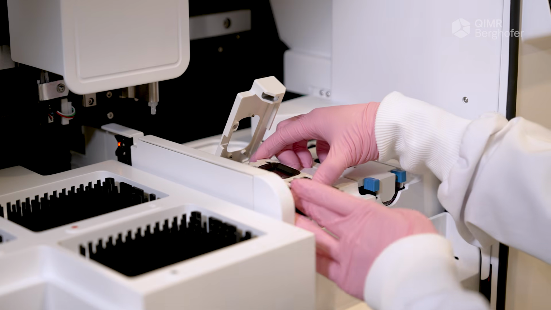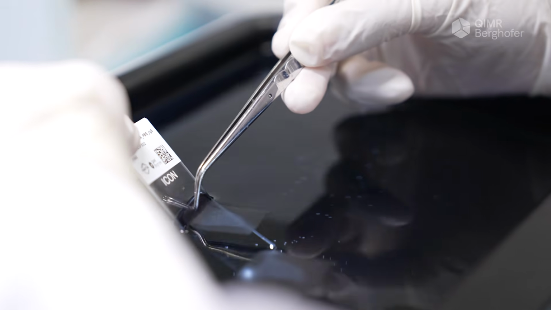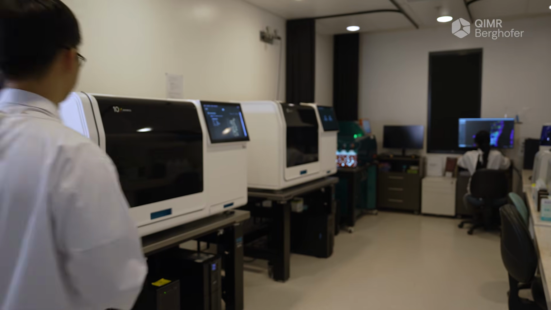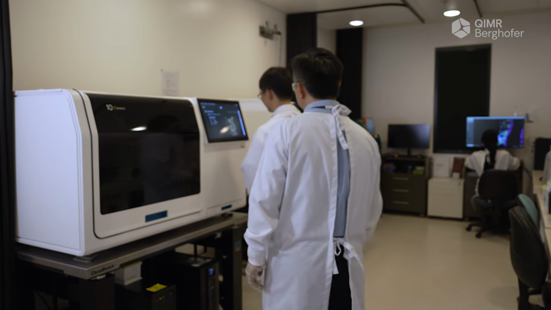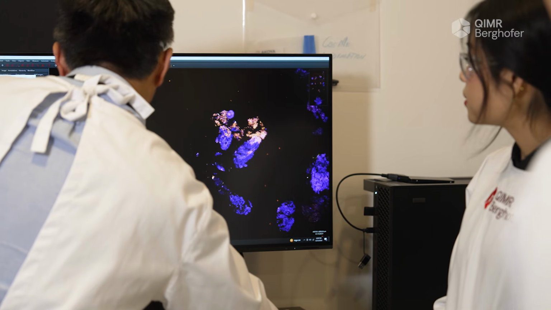We're in a very unique position here at QIMR Berghofer. Our spatial cell biology facilities cover everything all the way from simple slide scanning to being able to detect hundreds of proteins and thousands of genes in patient samples. So these instruments allow us to create very detailed molecular profiles of individual samples and patients.